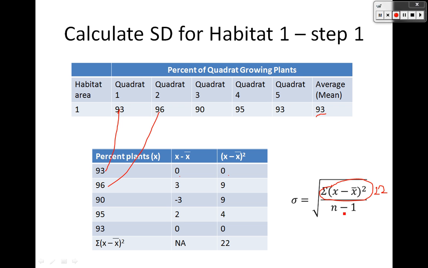Now what I need is n minus 1. So we have 5 trials, 1, 2, 3, 4, 5, minus 1 is 4. So I've got 22 divided by 4, and then I take the square root of that. And I'm going to show you that on the next page as well.